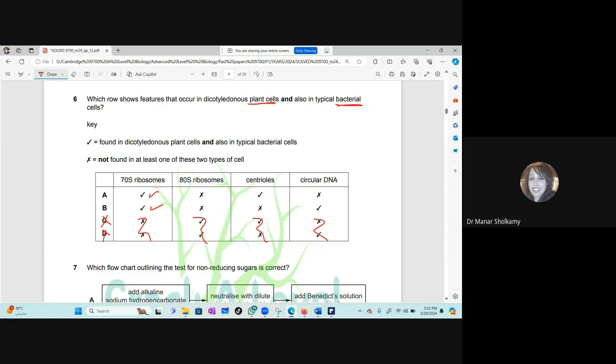Which one? B, because there's circular DNA in both. Yes, not only that, the centrioles, they're not found in bacteria or plant cells. Centrioles are only found in animal cells. Yeah. So it was B. I wasn't sure about that one, so I just went to the DNA because I knew it was correct. Well, it is correct. 6 is B.